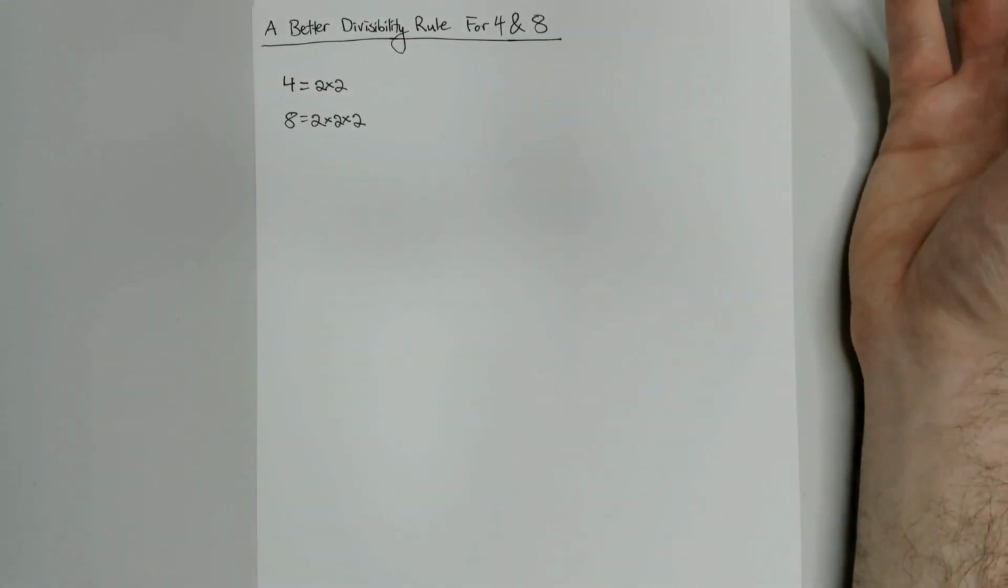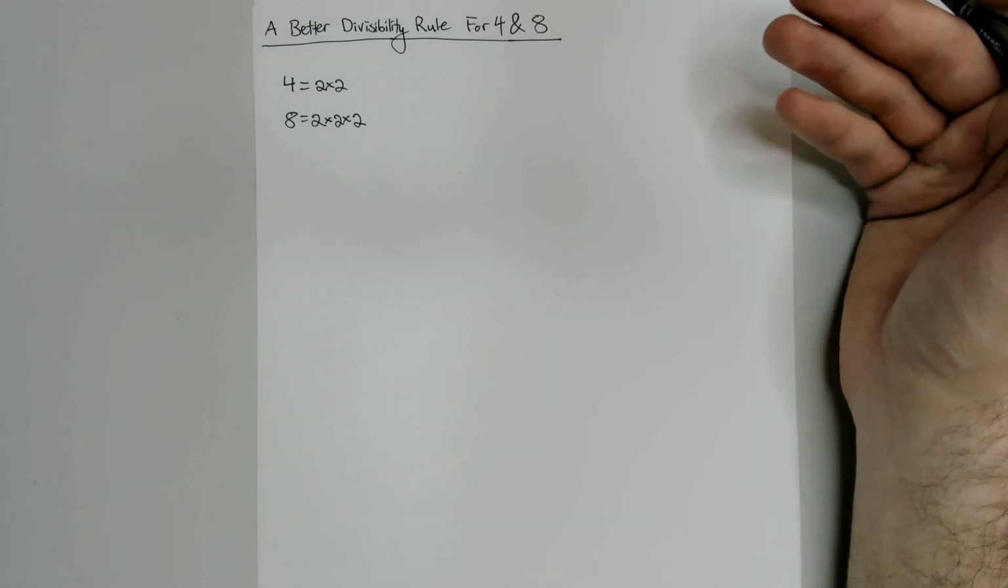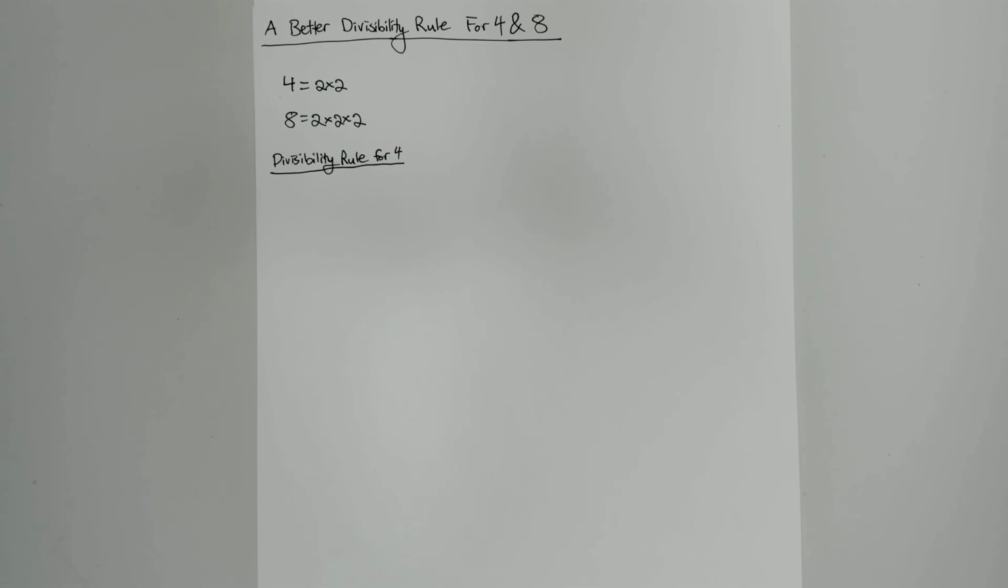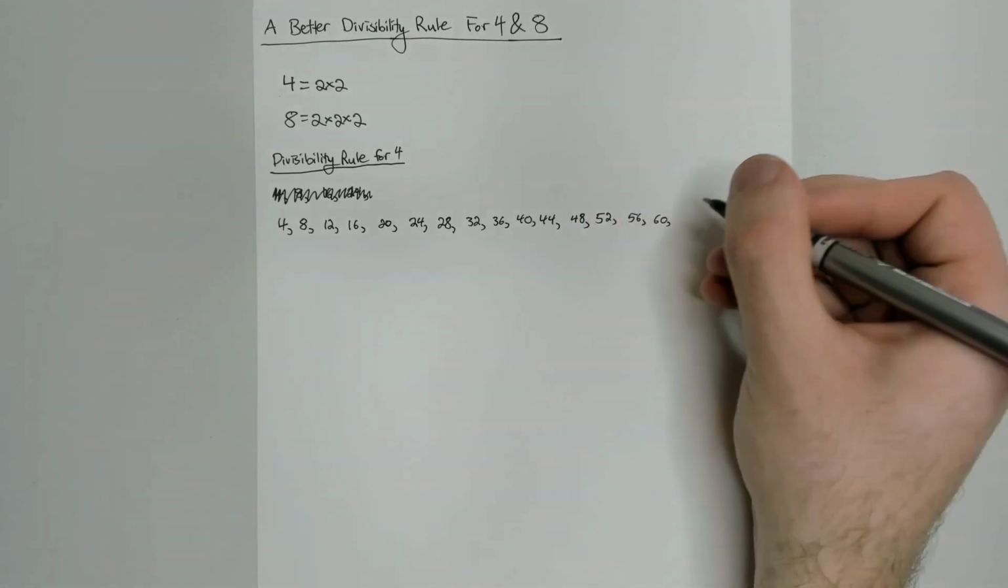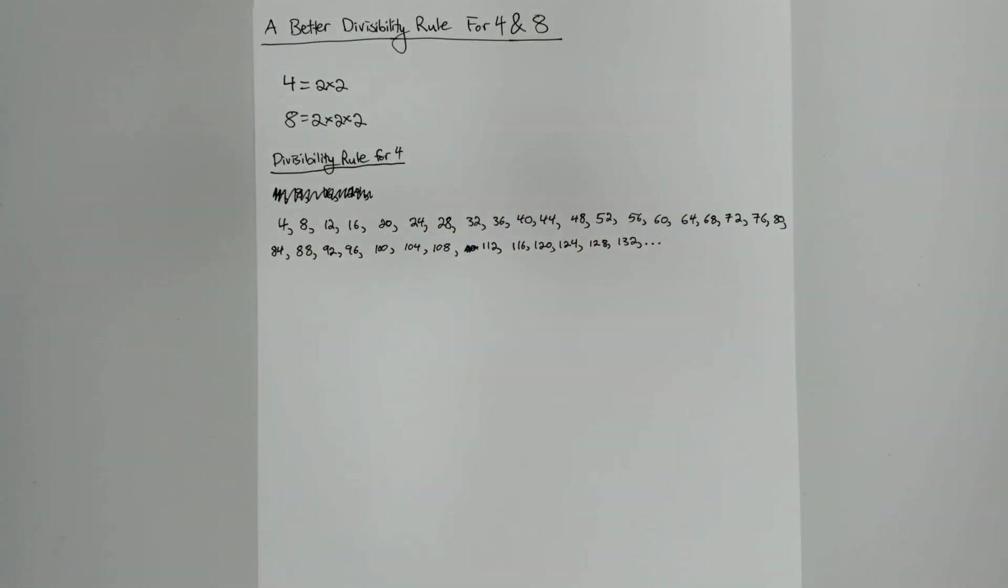So now I'm going to present a slightly more efficient method to determine if a number is divisible by 4 and if it's divisible by 8. So let's start with 4. Alright, so to start off, I'm going to list a lot of the different multiples of 4. So I've listed a ton of different multiples of 4 here, and you might think it's a little overkill, but I did it for a very specific purpose.